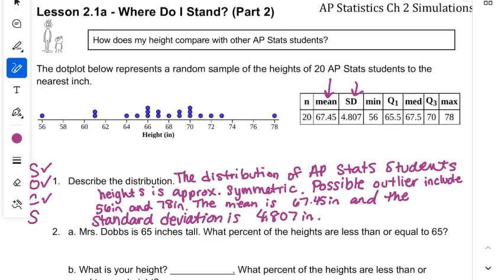It kind of looks bimodal. Why do you think it could be bimodal? Because it has this and this. Think about what a sample of AP students would look like: boys and girls. So you'd have so many boys here, here and above, and then the girls are around 66, which are a little bit shorter. Yeah, so including bimodal is fine.